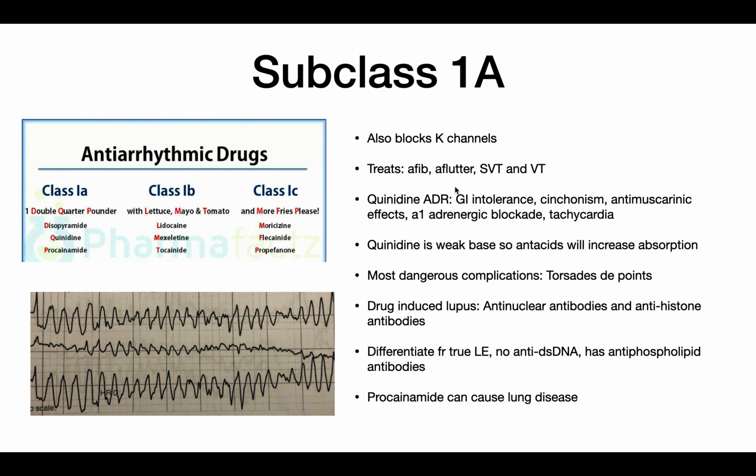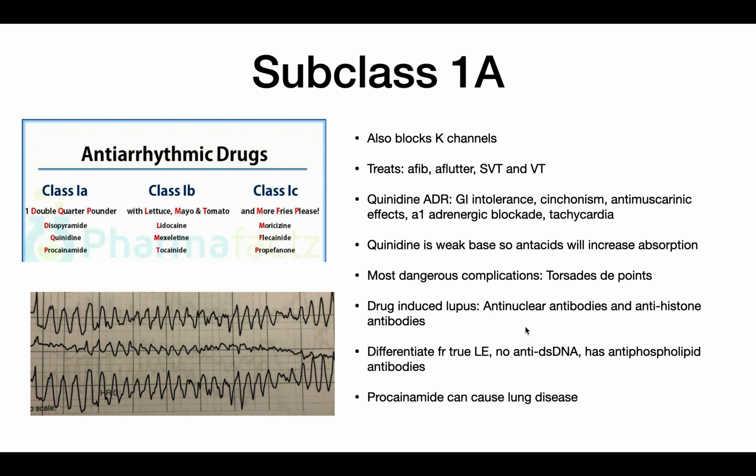Okay, quinidine has some unfortunate adverse drug reactions, such as GI intolerance, cinchonism, antimuscarinic effects, so that's going to be your SLUDGE effects, alpha-1 adrenergic blockade, and tachycardia. Quinidine is also weak-based, so if you take it with Tums, it will increase the absorption and increase the free concentration in the blood. The most dangerous complication is torsades de pointes. It's French for twisting of the points, right? And that is going to be your ventricular tachycardia.